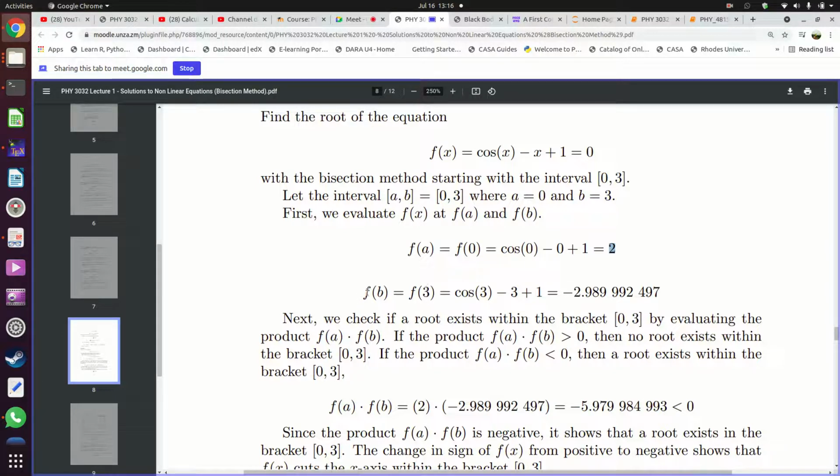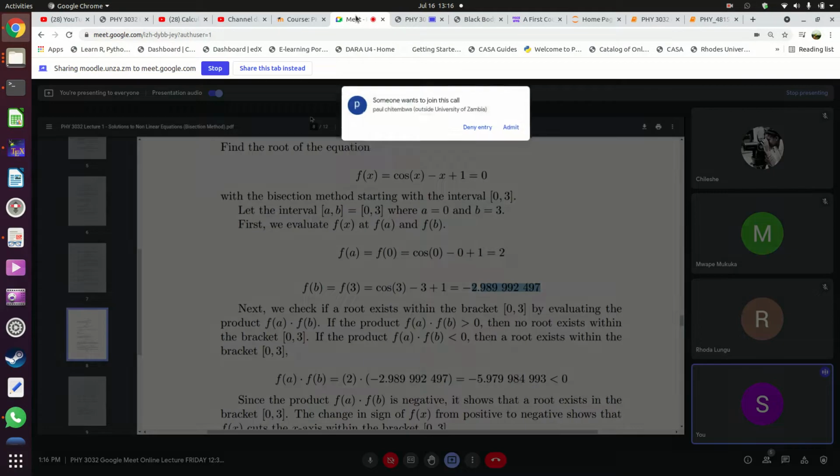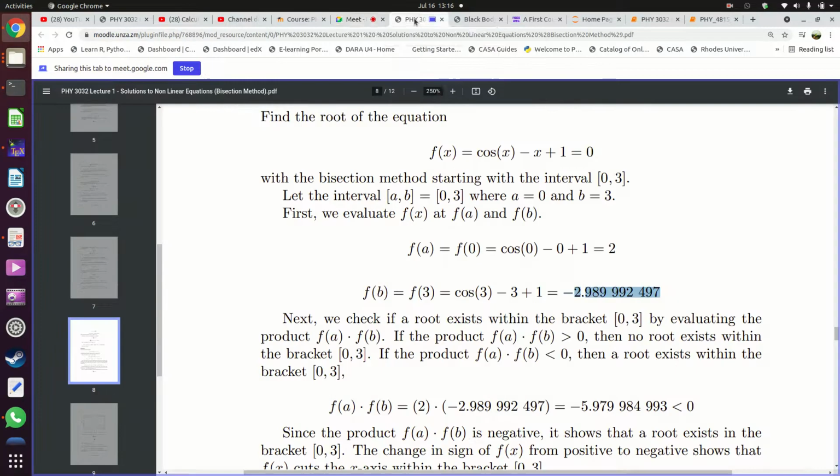Next, you have to work out f of b. So f of b is going to be equal to f of 3, which is cos 3 minus 3 plus 1. This is going to be minus 2.989992497. The point here is that this number is negative. That's the thing you're supposed to take from there: f of b is negative and f of a is positive.